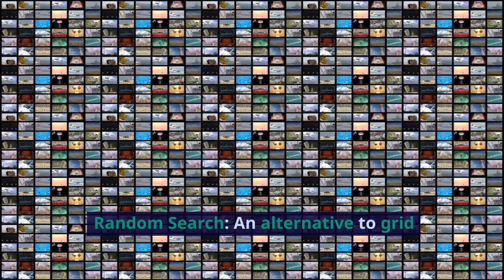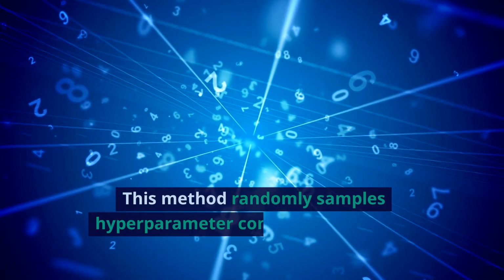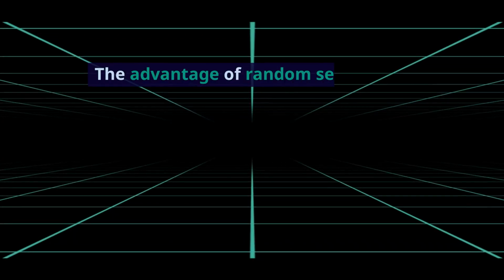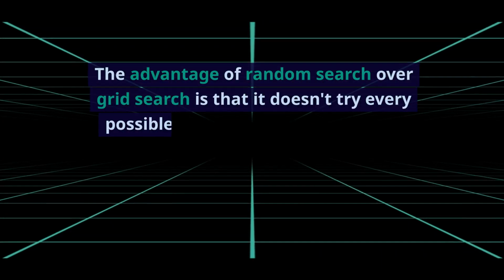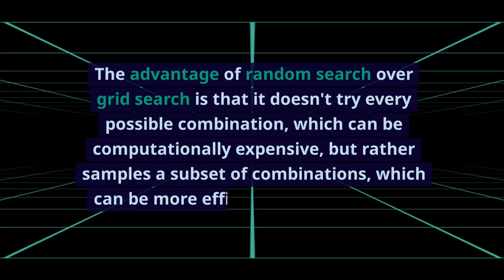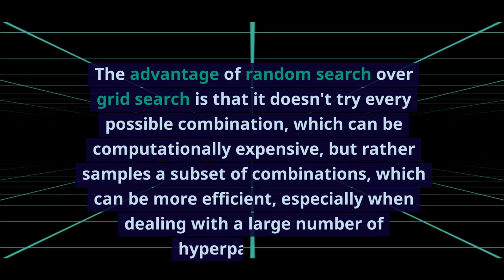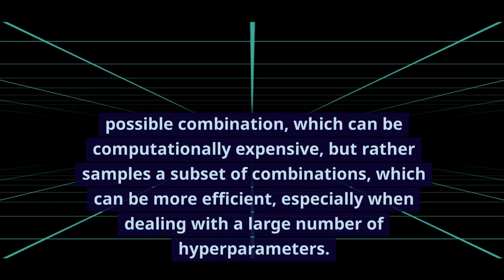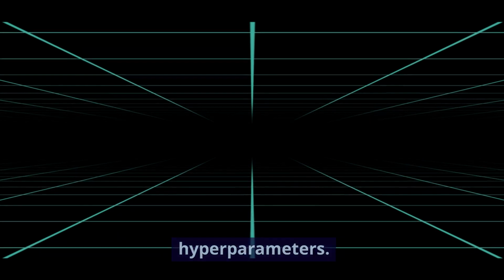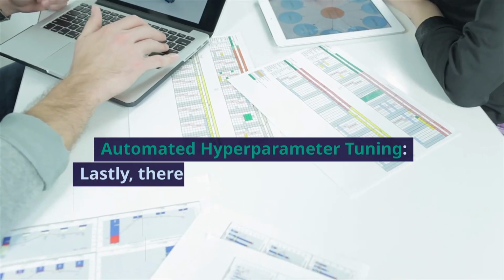Random search. An alternative to grid search is random search. This method randomly samples hyperparameter combinations from a defined search space. The advantage of random search over grid search is that it doesn't try every possible combination, which can be computationally expensive, but rather samples a subset of combinations, which can be more efficient, especially when dealing with a large number of hyperparameters.